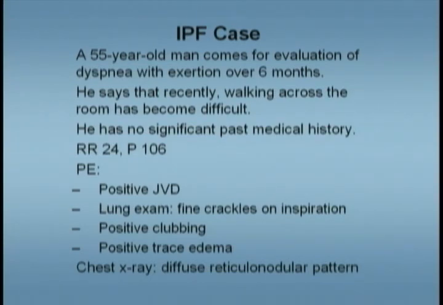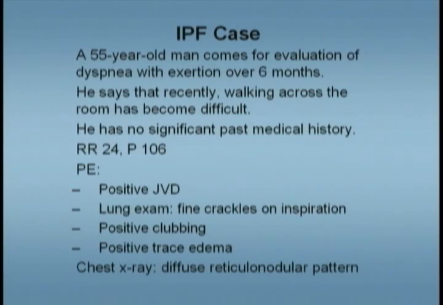So when I first heard about the JVD on this guy, I said, well, he's got heart failure for some reason, but he had no hypertension, no hyperlipidemia in the past. And then on exam, we find the fine crackles, the clubbing, which shows chronic lung disease, the trace edema that goes along with cor pulmonale, and then I do the chest x-ray, and look, I find this diffuse reticular nodular pattern in pretty much a normal heart size. So this guy has some form of interstitial lung disease.